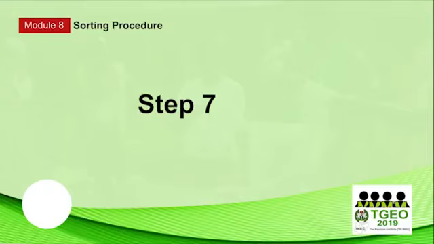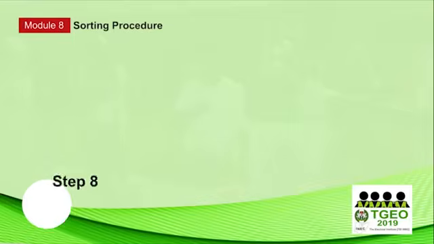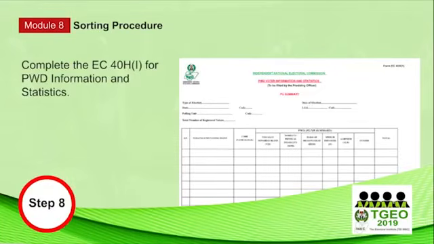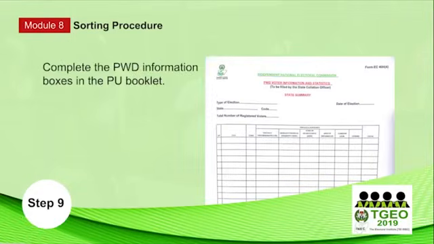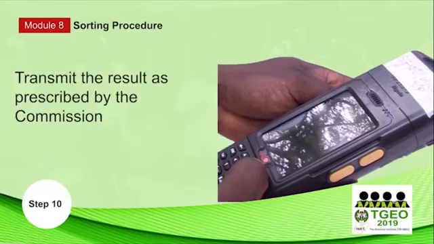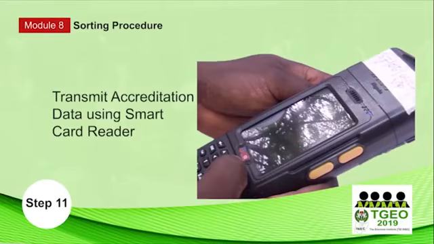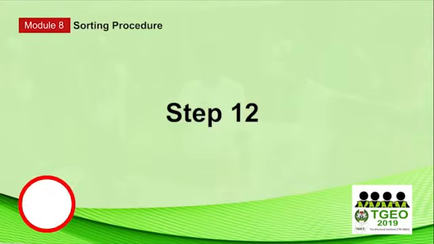Step 7. Post the completed publication of result poster EC60E at the polling unit. Step 8. Complete the EC40H 1 for PWD information and statistics. Step 9. Complete the PWD information boxes in the PU booklet. Step 10. Transmit the result as prescribed. Step 11. Transmit accreditation data using smart card reader.